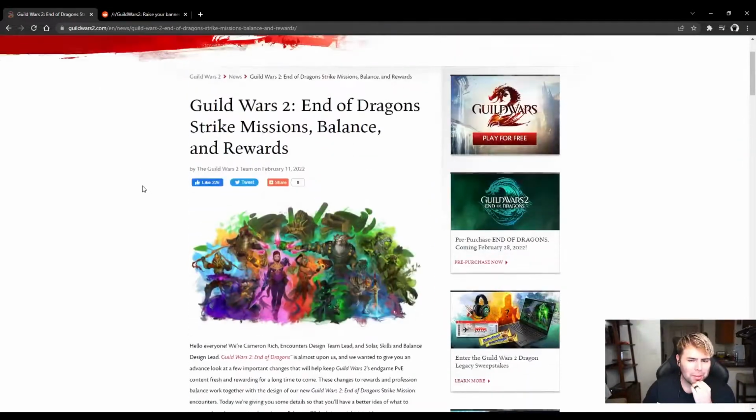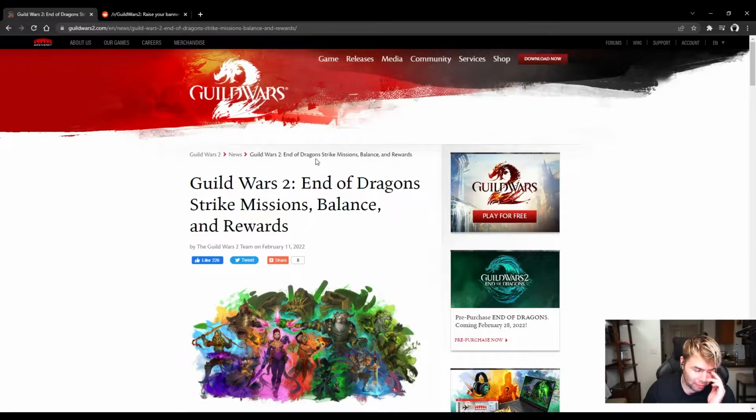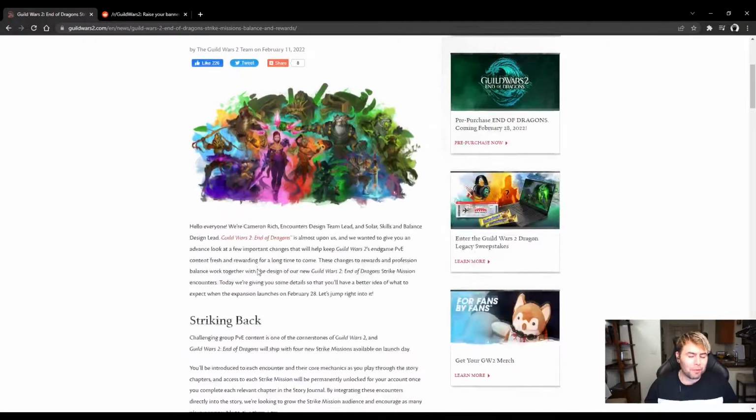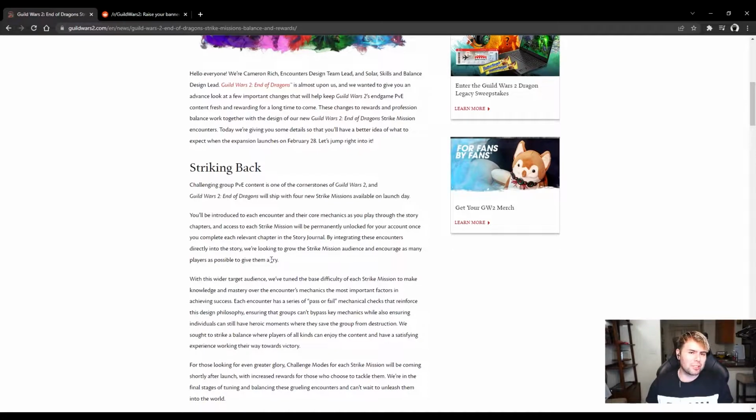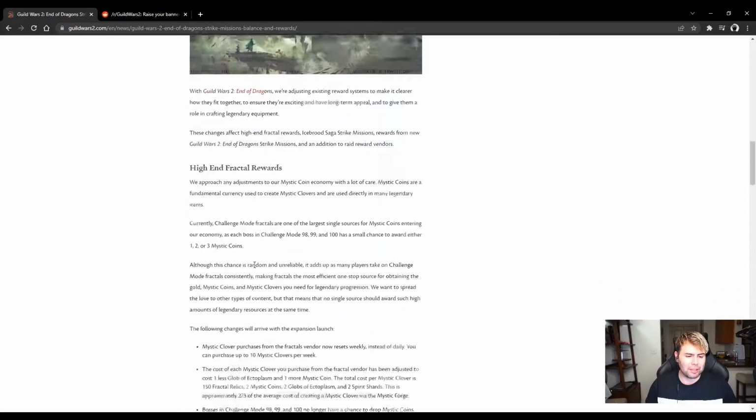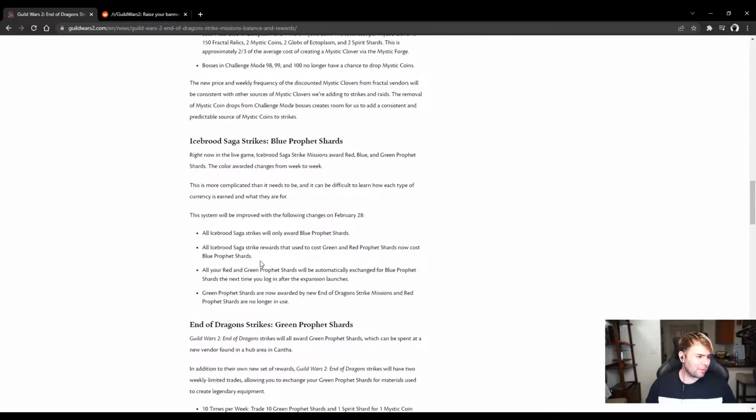They made a post addressing it, if you guys could find the post. They're not removing Mystic Coins. What they essentially said is they're just going to change the way that you get Mystic Coins. So you still have a chance of getting them through fractals. It's just not as much, apparently. And so getting that little bit of light, I think.